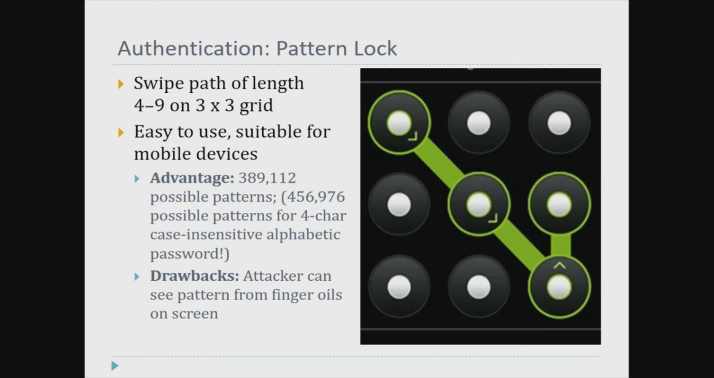So the advantage is we have 389,112 possible patterns, which is not easy to guess. And the drawback, an attacker can see the pattern from the finger oil on the screen. Based on the screen of our phone, we can detect the pattern. So it can still be cracked using the pattern.